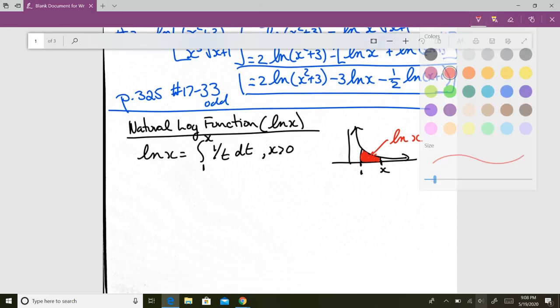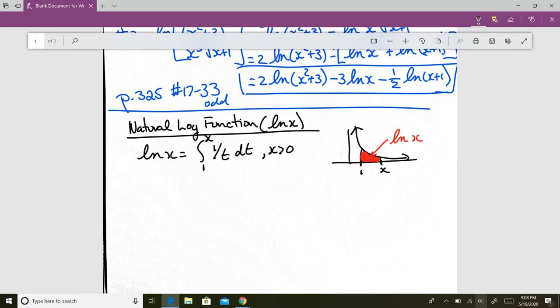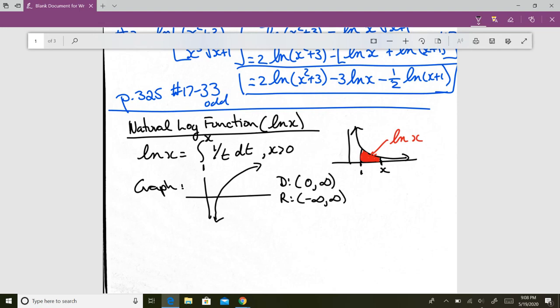Hopefully you remember from Math 12 the natural log graph. It's a log graph. Can't log a negative number, like this. It has a domain of 0 to infinity. Can't log negative numbers. It has a range from negative infinity to positive infinity. It is continuous. And it is concave down.